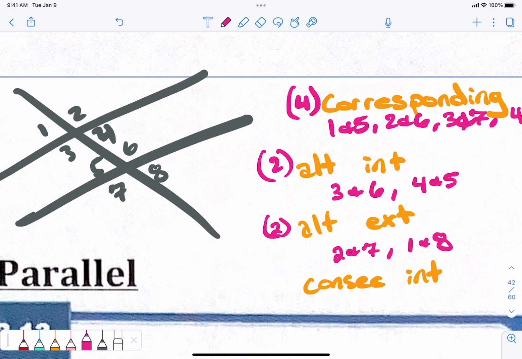Consecutive interior means on the same side but inside, right? What are those? 4 and 6. 4 and 6, yep. And? 3 and 5. And there are 2 sets of those, right?